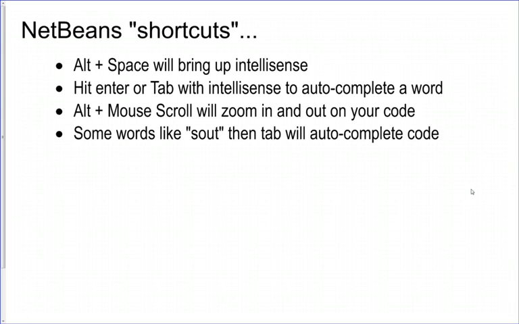Another thing that's handy is holding down the Alt key and scrolling the mouse wheel will zoom in and out on your code. And that's just handy to take a look at your code in different ways. And then another one that we learned last week is if you just type the word sout, all as one word, and then press Tab, it'll auto-complete that System.out.println for you. And there's lots of those little quick tricks that as they come up, I'll mention in class. But I just want to go over those.